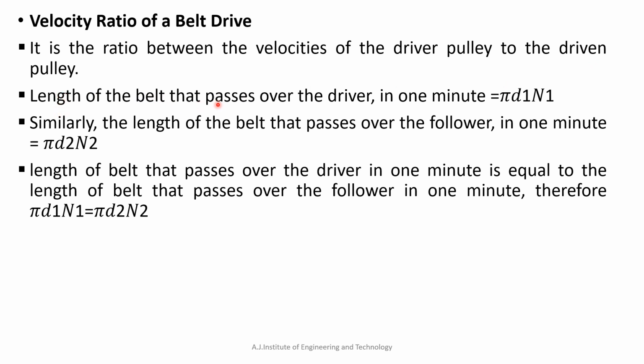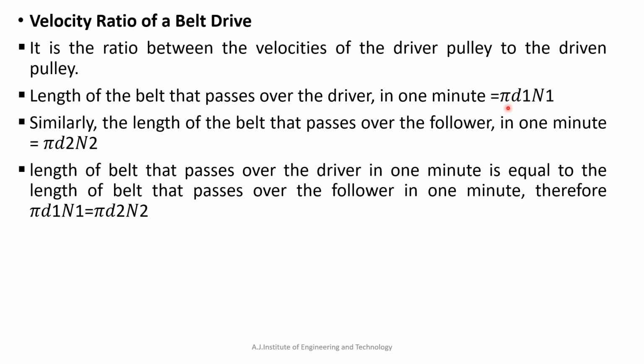Next, the length of the belt that passes over the driver in 1 minute. How can we write the length of the belt? The total length of the belt that passes over the driver in 1 minute is pi d, which is the circumference of the circle, into the speed of the pulley. It is 2 pi r or pi d, where pi d is the circumference of the driver pulley.